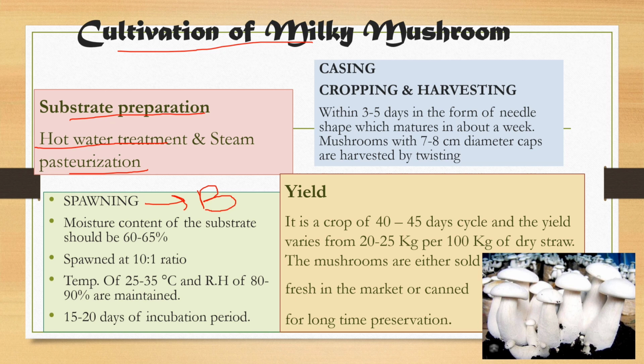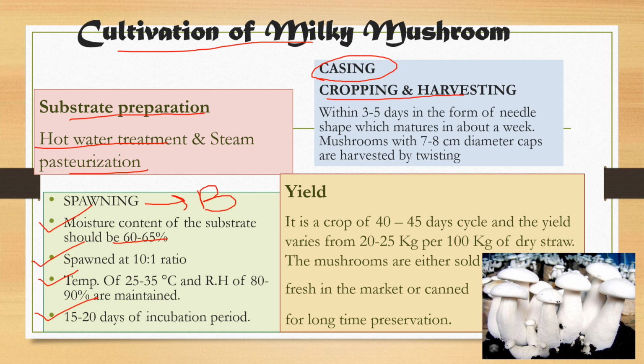We have to maintain 60 to 65% moisture of the substrate. The spawning ratio is similar to oyster mushroom, that is 10:1. A temperature of 25 to 35 degrees Celsius at a relative humidity of 80 to 90% is maintained in the incubation period, and the incubation period is about 15 to 20 days. As the incubation period gets over, we need to apply casing soil, and we know how to prepare and apply casing soil from button mushroom.